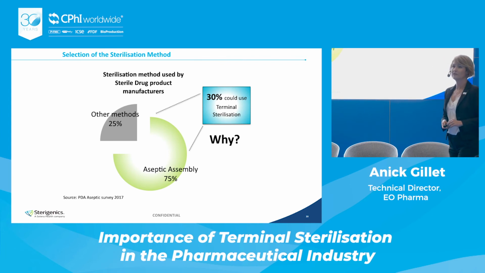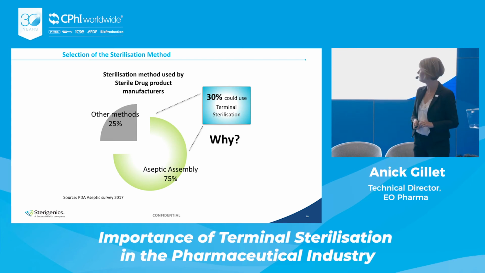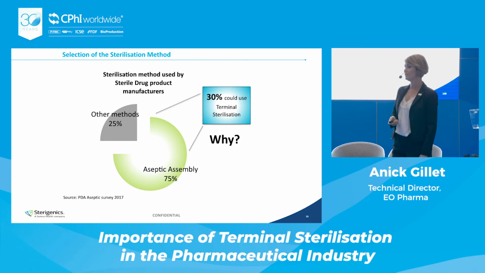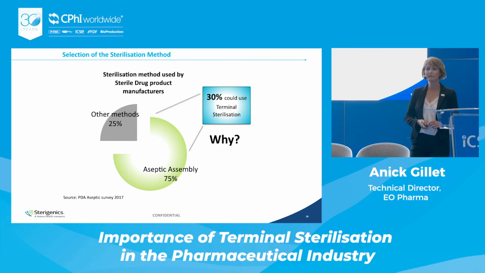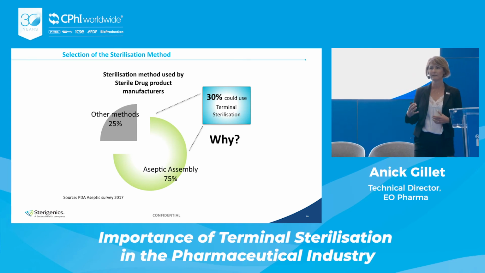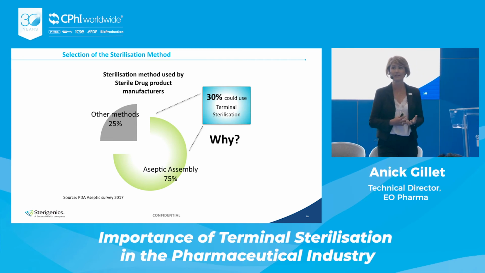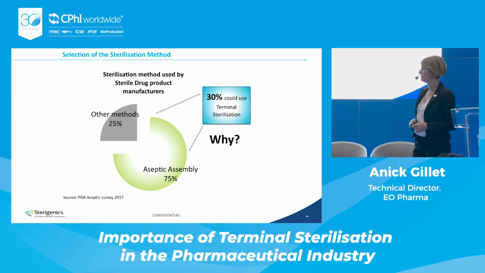Here's a PDA survey, so it's 2 years old now, but there the manufacturers were asked about the method they are using, and here we see that 75% are using aseptic assembly, but even so, amongst them, 30% could use terminal sterilization. Based on what I said before, this is quite surprising, so we can ask the question why. I do not have the answer, but I know that this is a change for pharma customers to consider terminal sterilization. So they are more at ease with aseptic assembly. They have a lot of experts there for sure, and it takes time to move and to consider other technologies. But anyway, 30%, that's quite huge.